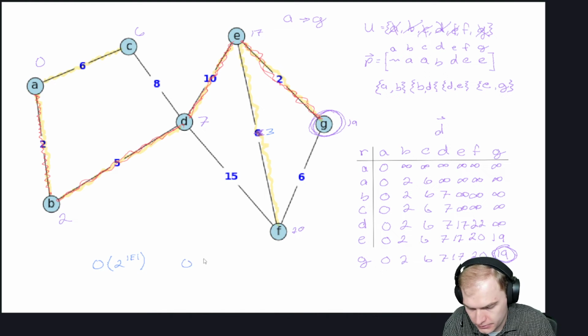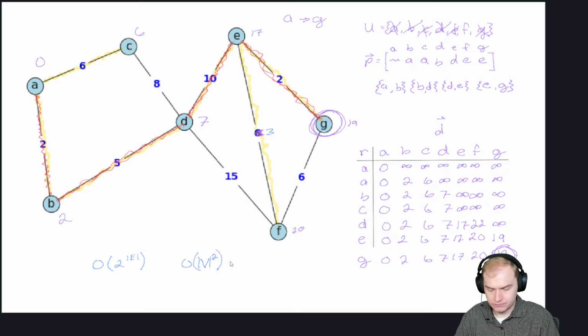That is order number of vertices squared, which we'll talk about exactly what that means in DOR2 in not very much time, for those of you who are going to be in that class.